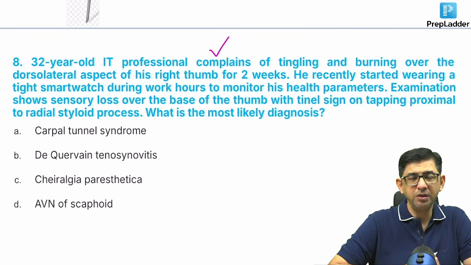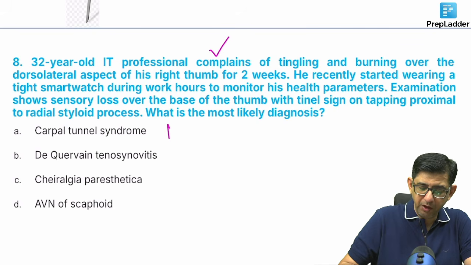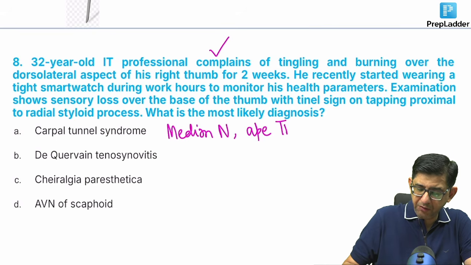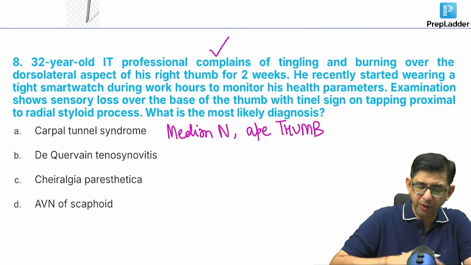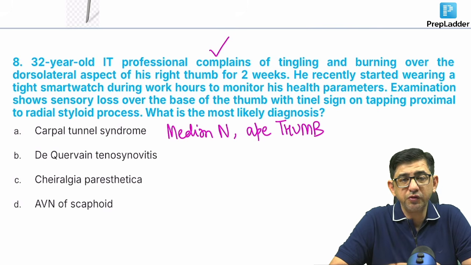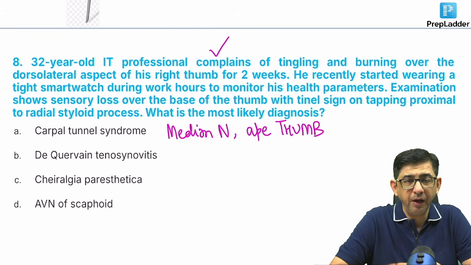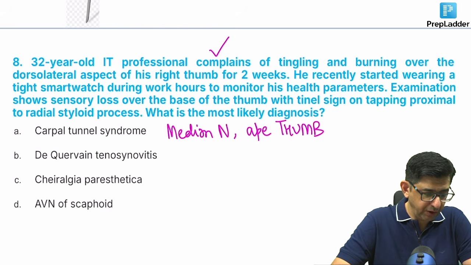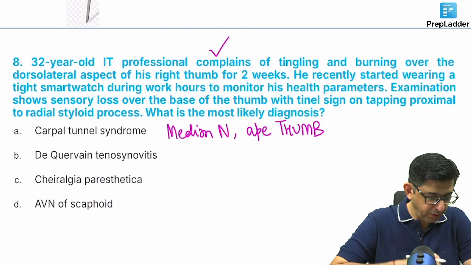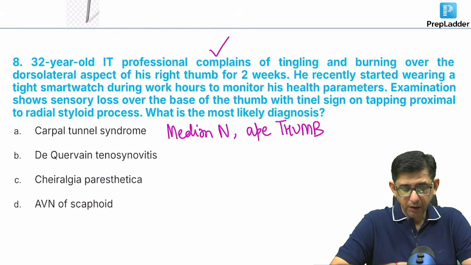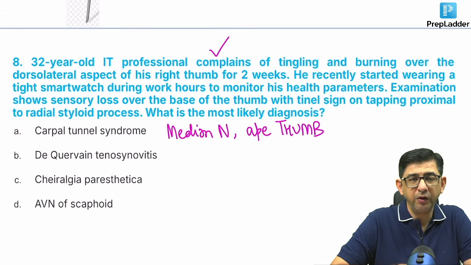So carpal tunnel syndrome, this is not. Carpal tunnel syndrome will be having involvement of the median nerve, and the manifestation that we'll come across there would be mainly in the form of an ape thumb. The description of sensory loss over the base of the thumb and Tinel sign is going in favor of a radial nerve involvement in this particular case. Let me check out your answers also. Okay. This particular question is not having A as an answer because that would be median nerve involvement.